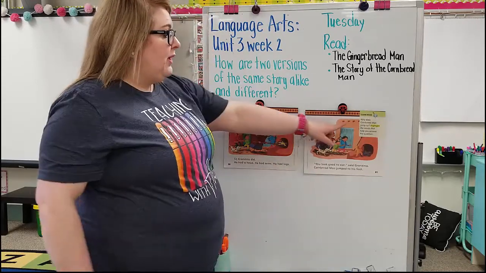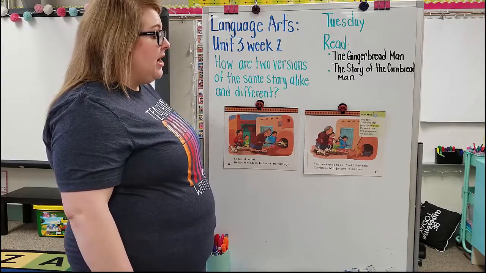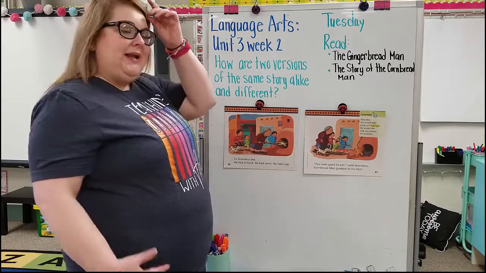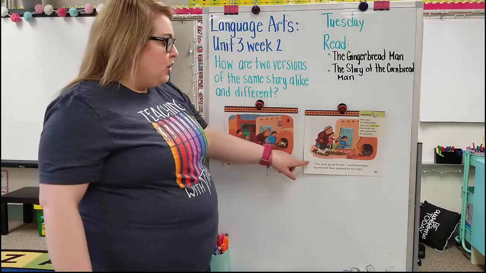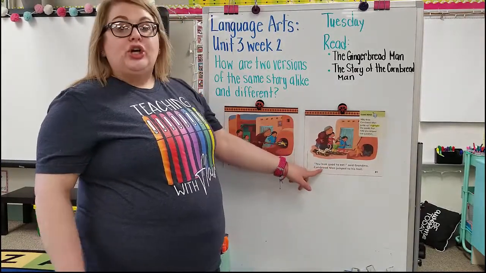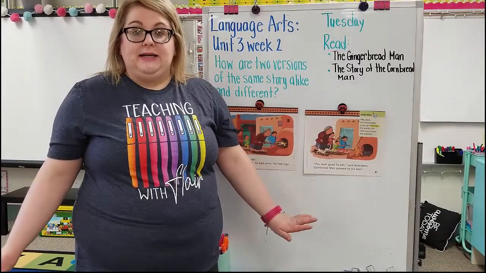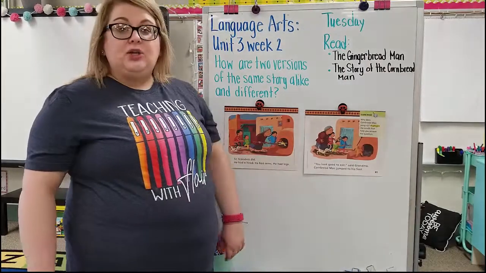So let's look at the read closer part. Why does Cornbread Man jump up? Highlight the words that help you answer the question. So we're just going to answer the question without highlighting. So why does he jump up? He jumps up when he hears Grandma say, oh, you look good enough to eat. So he's saying, oh no, I just got cooked. I'm not going to get eaten. So he jumped up and he's going to run away.